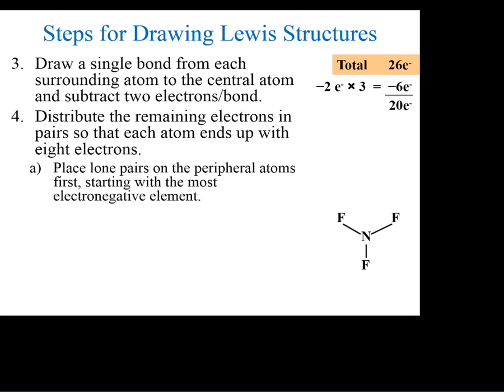Now it says start with the most electronegative element first. You don't really know yet what that is, but you will in a little bit, so we'll just write that down for now. But basically, start with the peripheral atoms first, do the outside ones first, and then the inside one last if you have any electrons left.